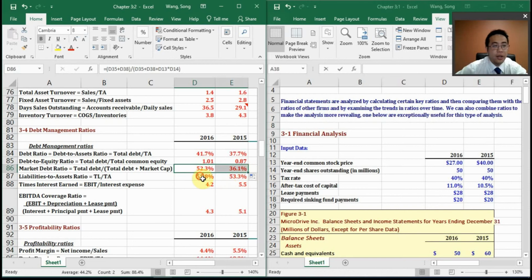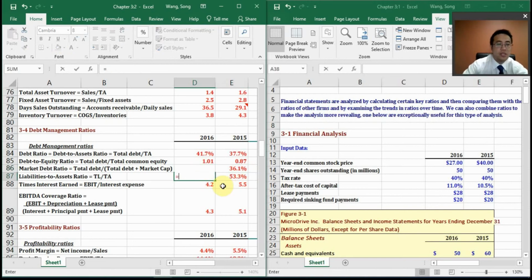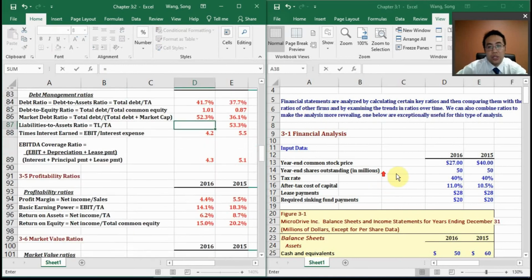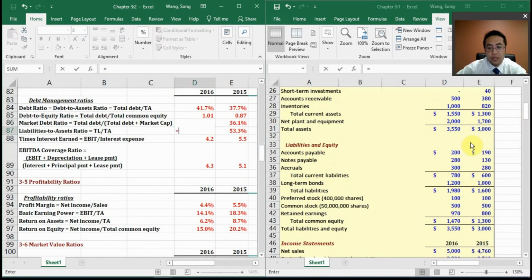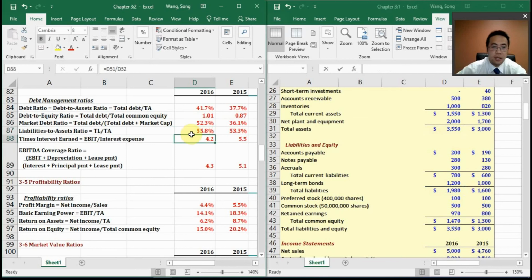Okay, drag it. Then the next one is the total liabilities to assets ratio. So this is the easiest. I will just scroll down the reference window and check the total liabilities. It's right here. Use it to be divided by the total assets. And then nice and easy. The next one is the times interest earned ratio, or the TIE ratio.